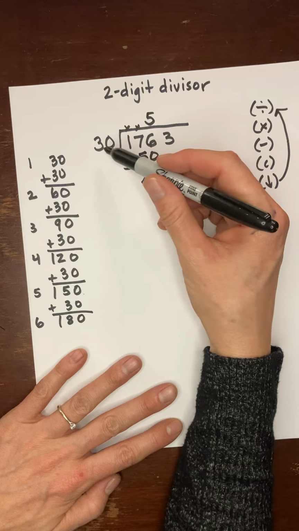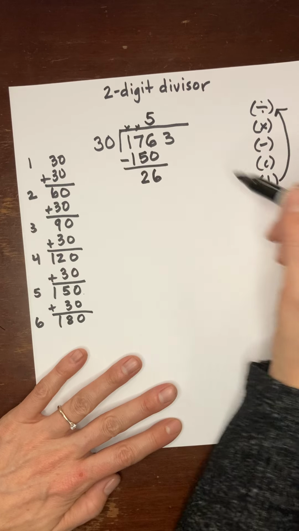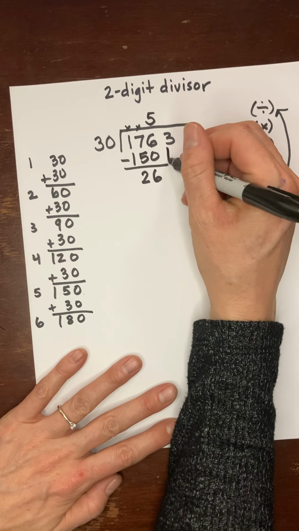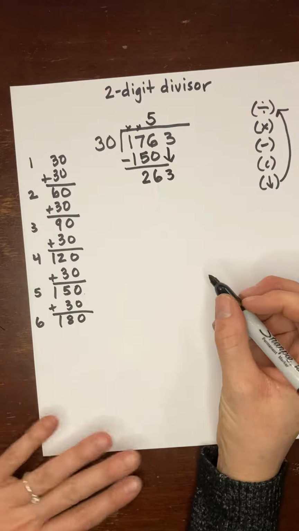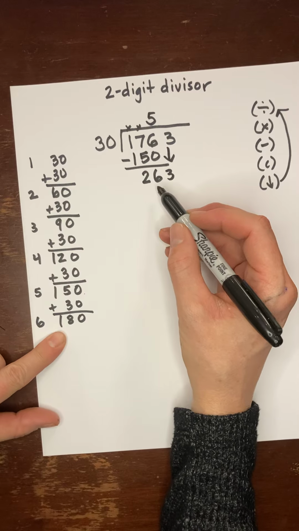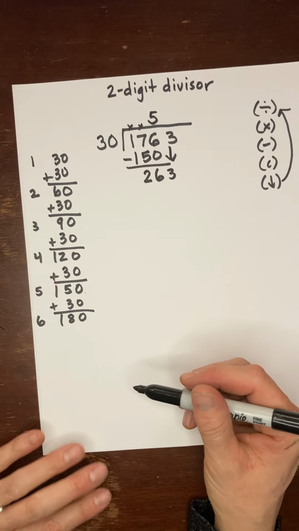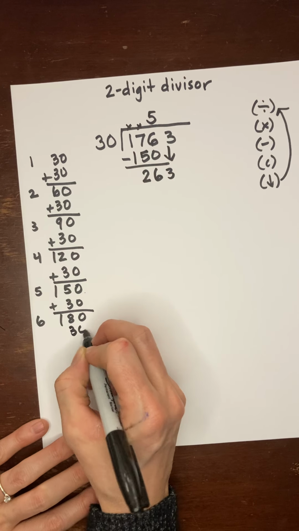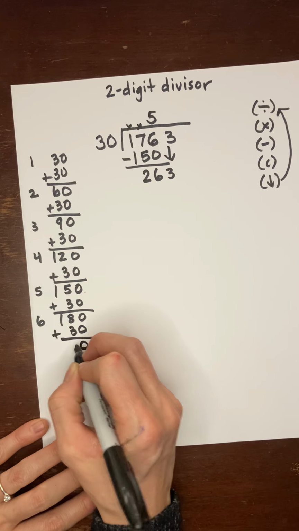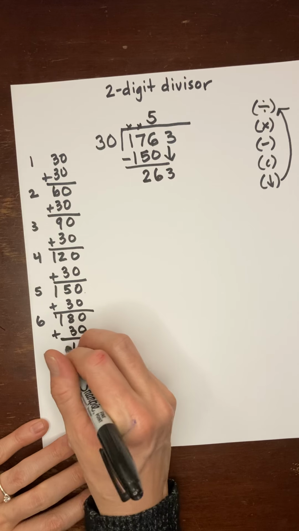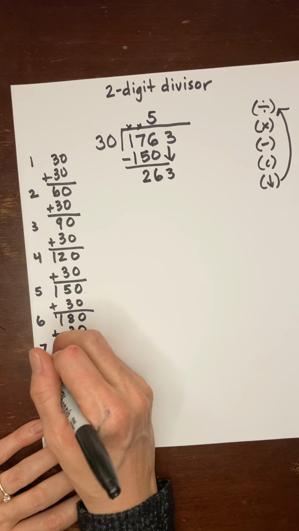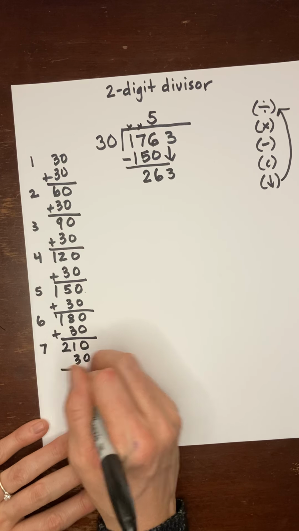Let's compare. Is 26 less than 30? Yep, it is. So we're doing it right, and we can go ahead and bring down our next number, which is 3. Okay, 263. Well, I've only gone to 180, so I need to keep going a little bit further. So let's add on another 30. 0, 1, 1, that's 2. We have to keep going.